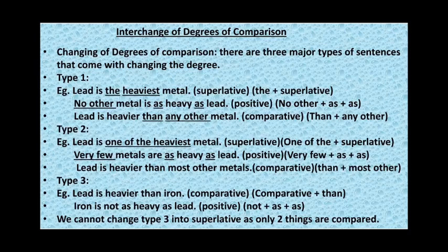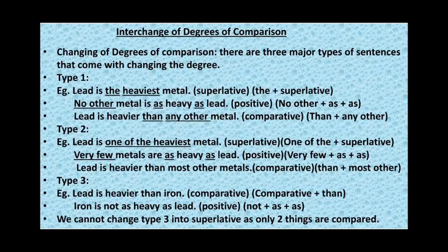Type 3, first example, lead is heavier than iron. So this is a comparative degree. So here we have the comparative word, that is heavier, plus than. Next, iron is not as heavy as lead. So this is a positive sentence. Here we have not plus as plus as.